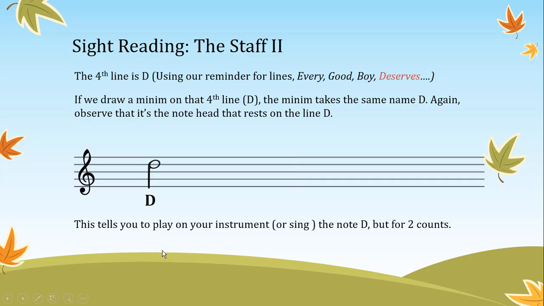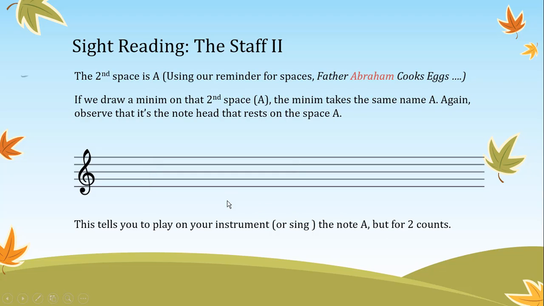Okay? So you see we have moved that minim from that first line up to the 4th line now. And again, the minim is going to take the name of that line. What's the name of that line? It goes, every good boy deserves. Okay? D is for deserves. So that tells us that the name of that line is D. Automatically this note as well takes that name D. So when you go to your instrument, you're going to play the note D, and of course you are going to play it for 2 counts.